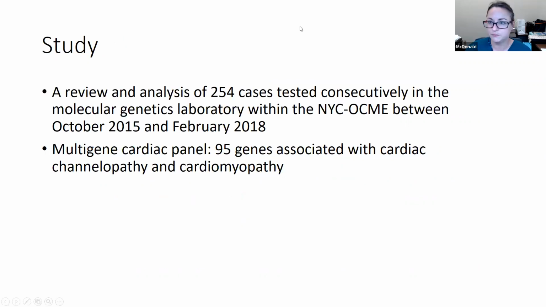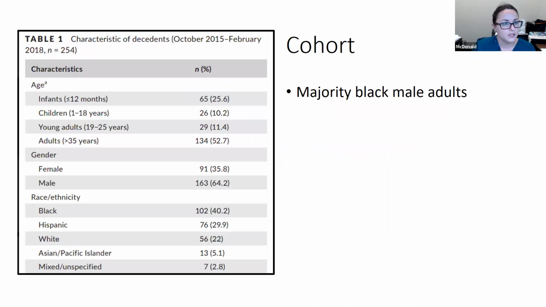All right, so overall, this article was a review and analysis of 254 cases, which were tested consecutively in the molecular genetics laboratory in the New York City Office of the Chief Medical Examiner from October 2015 to February 2018. They had a multi-gene cardiac panel composed of 95 genes associated with cardiac channelopathies and cardiomyopathies.